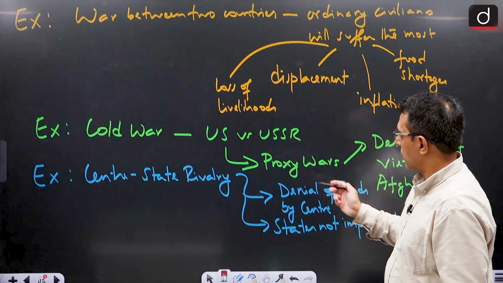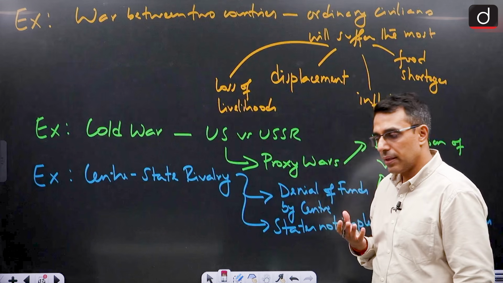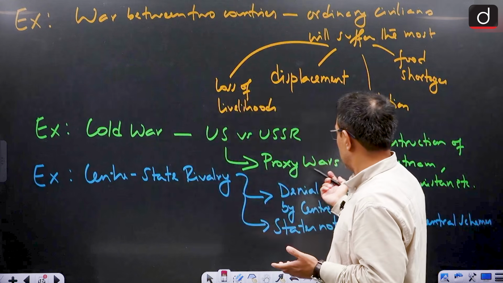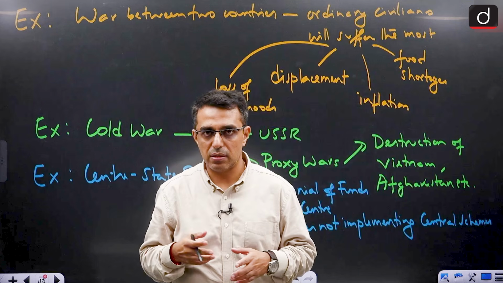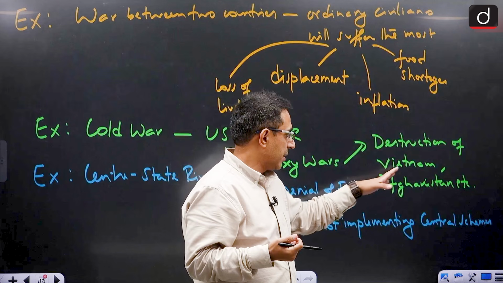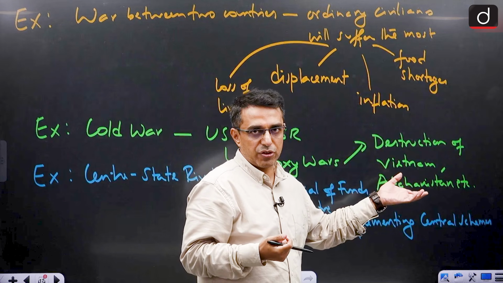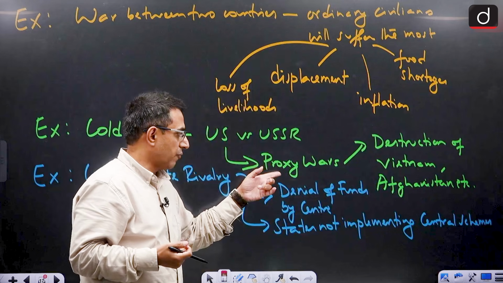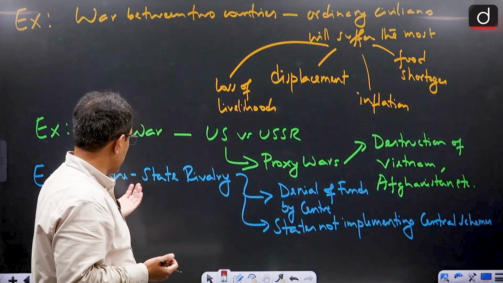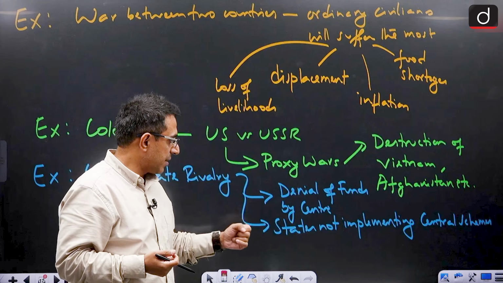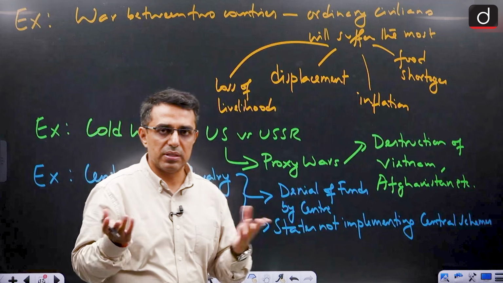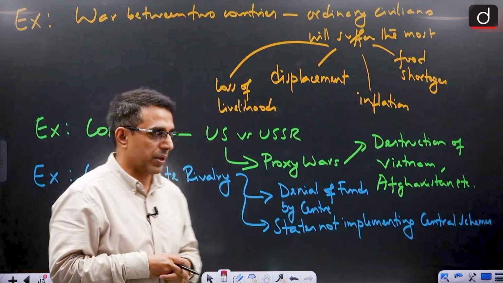In case of the Cold War between US and USSR, what was happening? There were proxy wars between these two blocks, and in the proxy wars, the sufferers were mostly the countries of the third world like Vietnam, Afghanistan. They faced a lot of destruction because of their involvement in the proxy wars which were being fought by US and USSR. Then we can give an example of center-state rivalry. So denial of funds by the center, and sometimes states are not implementing the central schemes. So this is again an example we can explore in this topic.